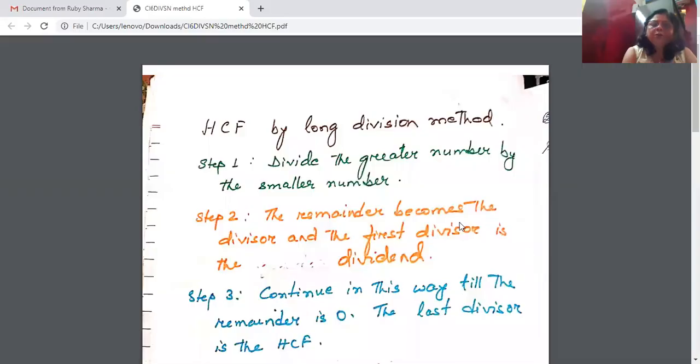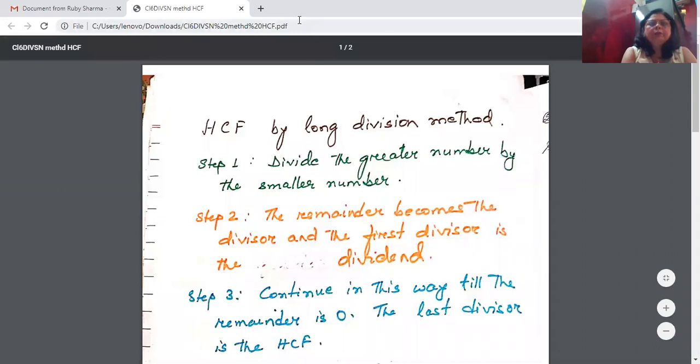Last time we learned HCF by the prime factorization method. But now we are going to learn another method, the long division method. Okay. So I'll just explain the steps and do a couple of sums for you. I hope you'll understand, but children, you have to pay attention to each and every step very carefully.